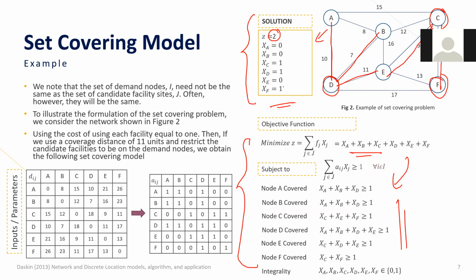Okay, sorry, this one should be 0 because it's only 2. Yeah, so you need to open 2. This should be 0. It's wrong, typo. XC and XD is enough to cover all the demand nodes. Then you get the minimum cost to cover all the demand nodes that are available in your network.